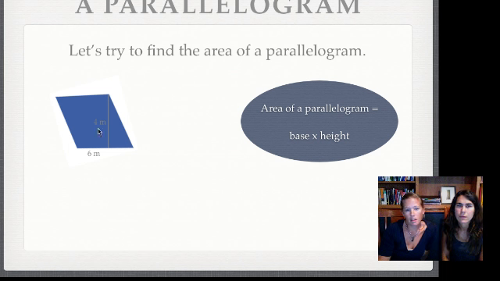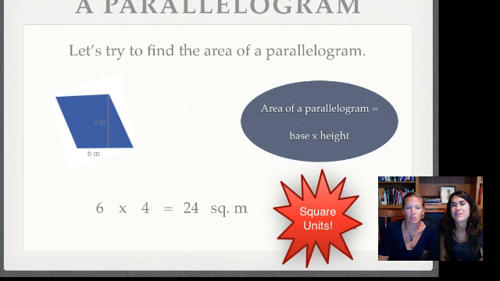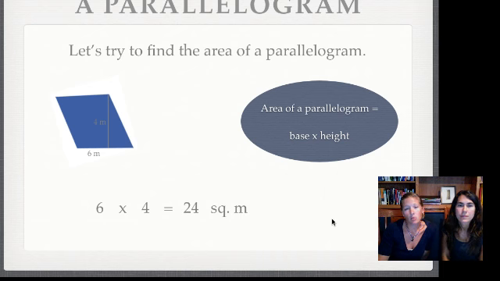So if I've got my height is 4, my base is 6. Then it's just a matter of plugging it into the equation. So my base, 6, times my height, 4, equals 24. And again, we're measuring area. So we have to label it in square meters, or meters squared with a little 2, if you want to do it that way. So that's one example.